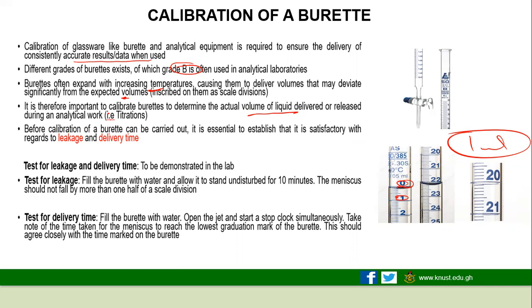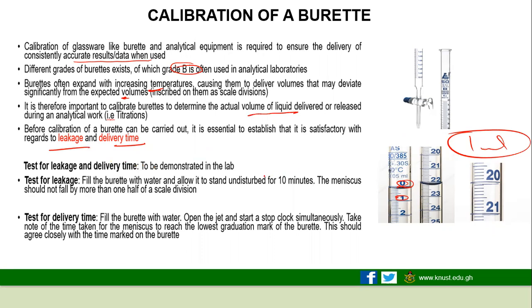We have to calibrate to make sure that we know the actual volume that is delivered during analytical work or titrations. Now, before calibration of a burette is carried out, there are 2 main tests that we do. These can be called preliminary tests that we do before we actually do the calibration. If it fails these preliminary tests, most of the time it is not important to do the calibration, because definitely it might fail. You get it? Good. Now, the first test is called the leakage test. Contrary to the name, the leakage test is actually testing for your ability to hold water and prevent leakage.